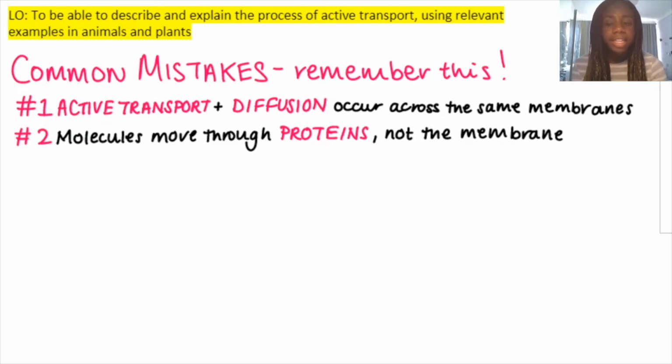The second fact is that molecules move through proteins and not the actual membrane itself. This is a small distinction from diffusion, where the molecules are diffusing across the phospholipid membrane. In active transport, molecules are transported through specific carrier proteins which are embedded within the membrane.